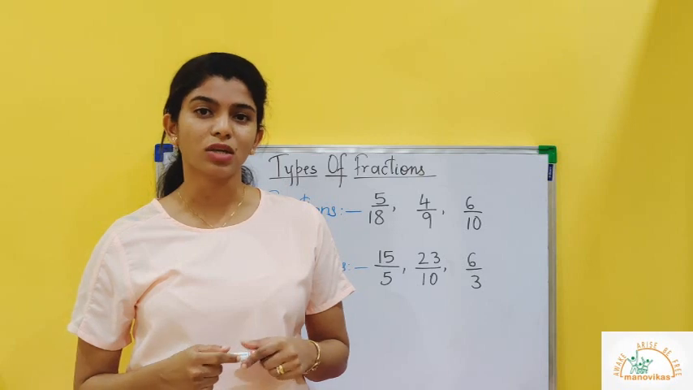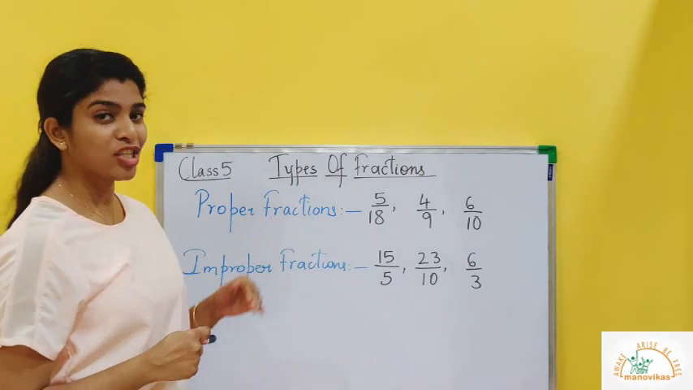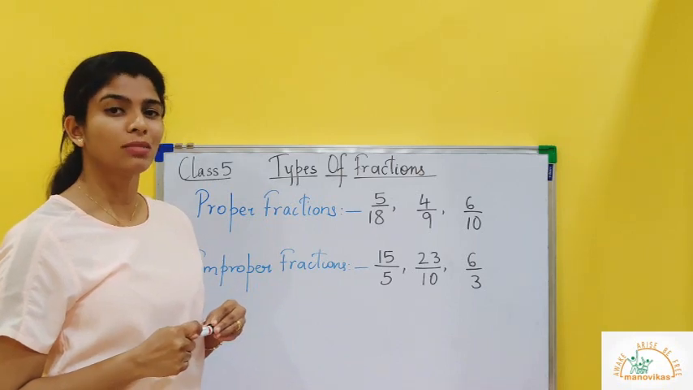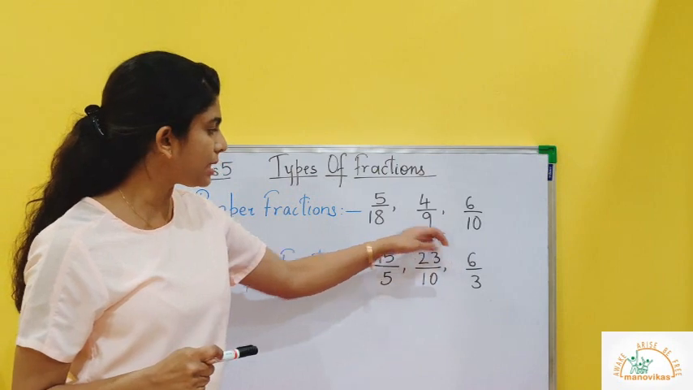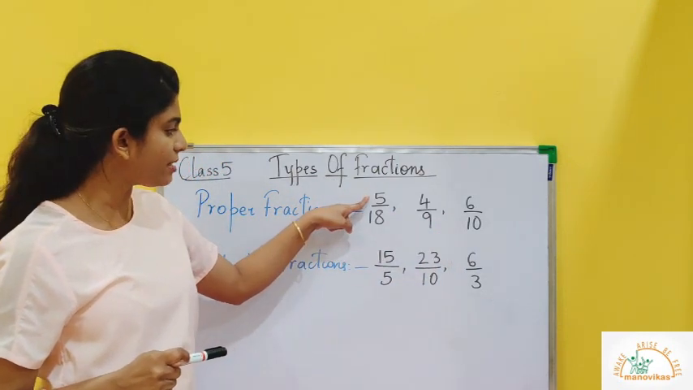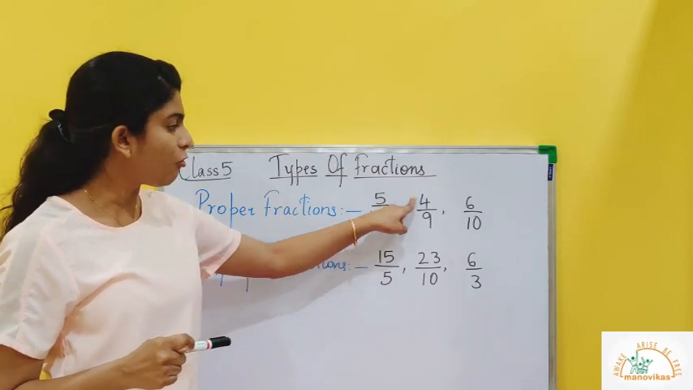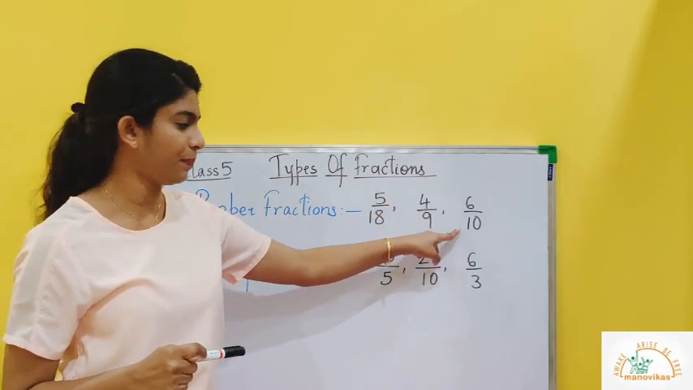Now we will learn about proper fractions and improper fractions. Proper fractions are the fractions wherein the numerator is less than the denominator. Here are a few examples. If you see, here the numerator is smaller than the denominator. 5 is smaller than 18. 4 is smaller than 9. 6 is smaller than 10.